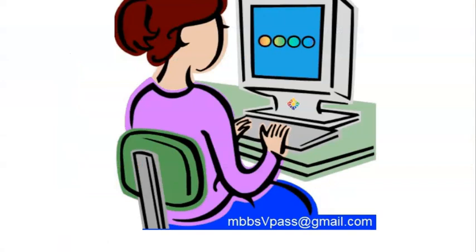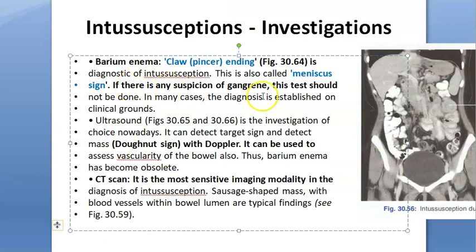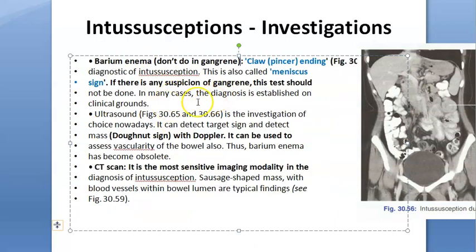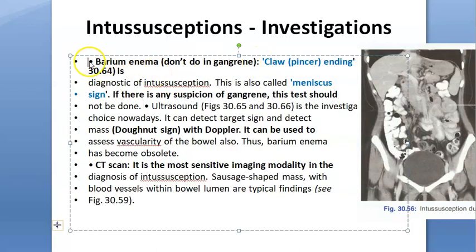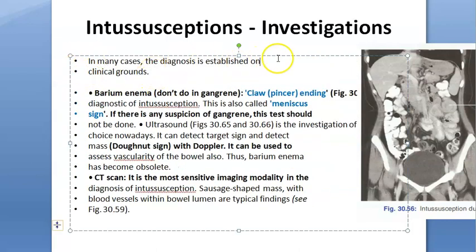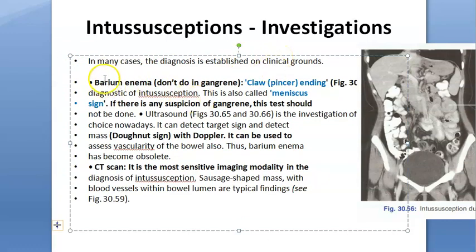Where will you see intussusception? What is intussusception? Invagination of one segment of the intestine into the other. If there is any suspicion of gangrene, this test should not be done. So barium enema you should not do. Then write it here. Don't do in gangrene. Okay, if you're suspecting gangrene, you should not do it. In many cases, the diagnosis is established on clinical grounds. So try to establish the diagnosis on clinical grounds. We already told you the clinical symptoms and signs, go by that. Then barium enema if you want. If you suspect gangrene, don't do it.